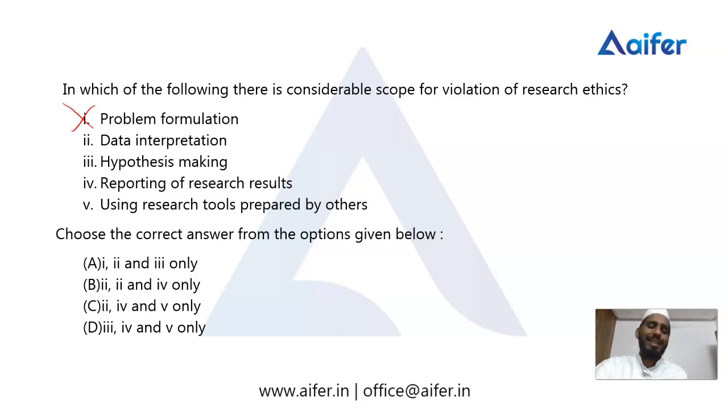Then the second one is data interpretation. How do we interpret the data? While we are interpreting the data, our biases might affect the result. So here we should consider ethics. As a researcher, while interpreting a result, it should not be biased. So here the violation of research ethics is considerable. So let's tick here.